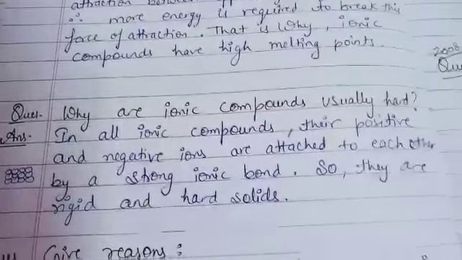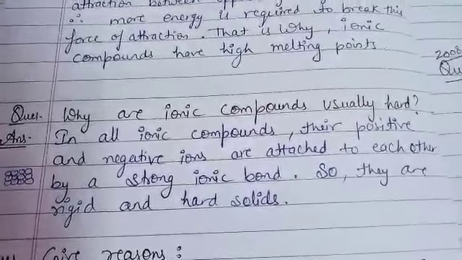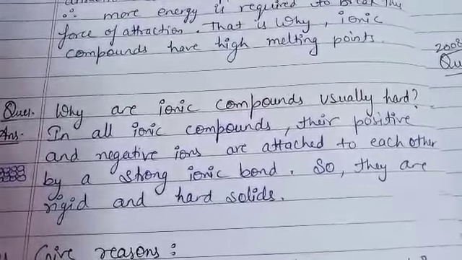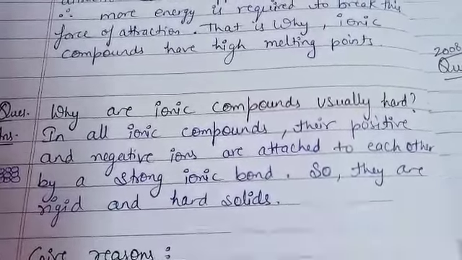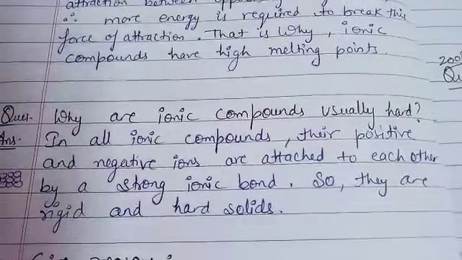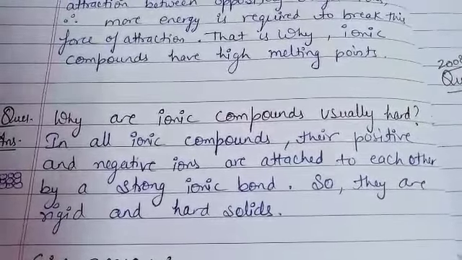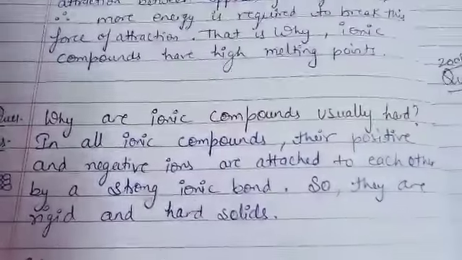Then another one, maybe the same question for covalent compounds also: why do covalent compounds have low melting point? Because the force of attraction is weak, as no positive and negative ions are there. They are simply molecular solids.